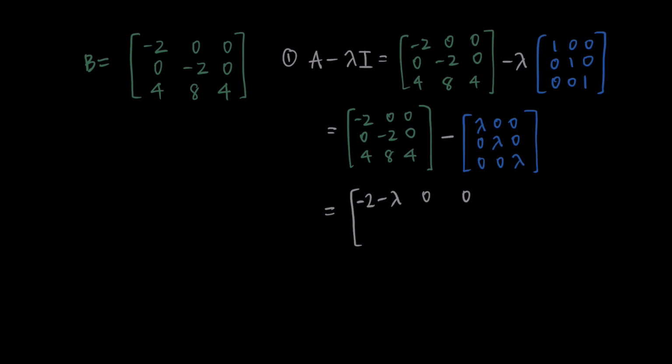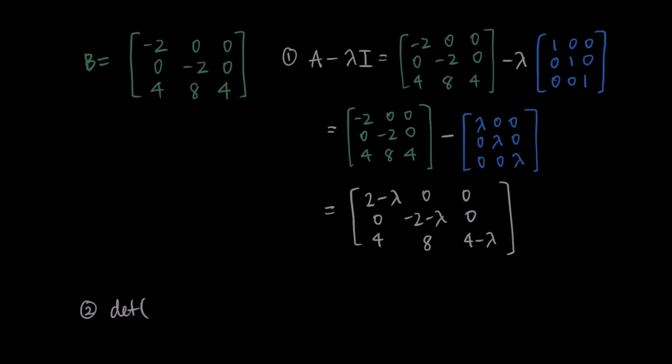So in the first row, I have -2 minus lambda, 0, 0. The second row, I have 0, -2 minus lambda, 0. And the third row, I have 4, 8, 4 minus lambda. So I've just taken the diagonal of B, and I've subtracted lambda from each of those terms. And this is the matrix we're going to be using.